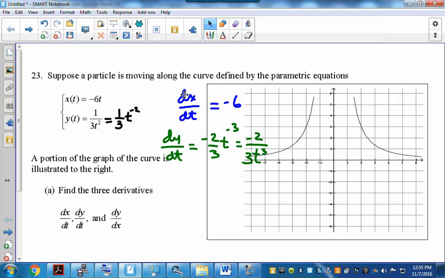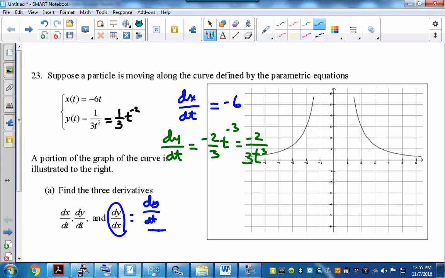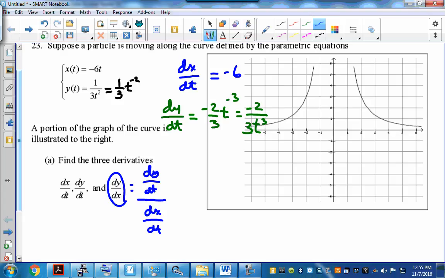Okay, the derivative dy/dx is going to be the slope of the tangent line, and we know that's the derivative of y with respect to t divided by the derivative of x with respect to t. And assuming we got the first two, this is just a matter of putting these in here, minus 6, and minus 2 over 3t cubed. Now, obviously, if either one of these two were wrong, then the slope is going to be wrong, but maybe we can recover that by looking at the graph.